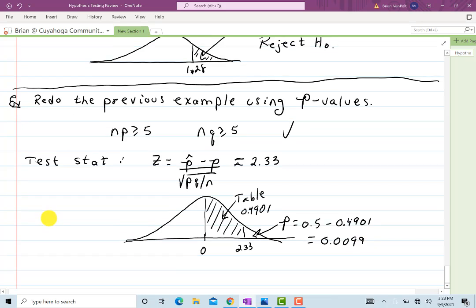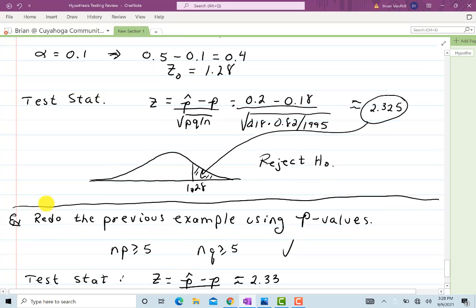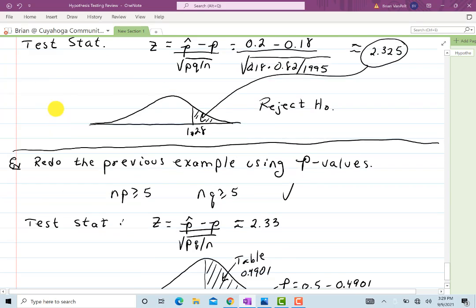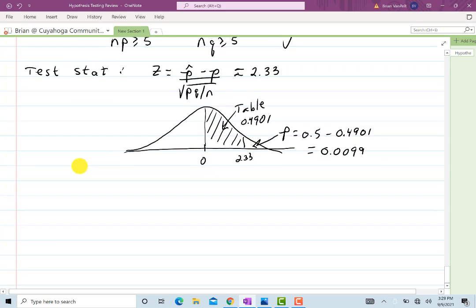And let me check my alpha then. I forget what alpha was. It was listed in the last problem, 0.1. So if you recall, alpha equals 0.1, p is equal to 0.0099, and we can definitely see that p is less than alpha, so that means we reject H naught.